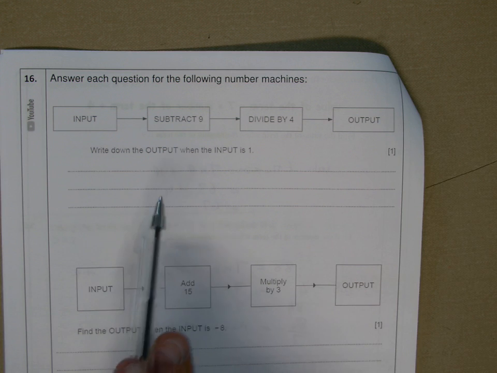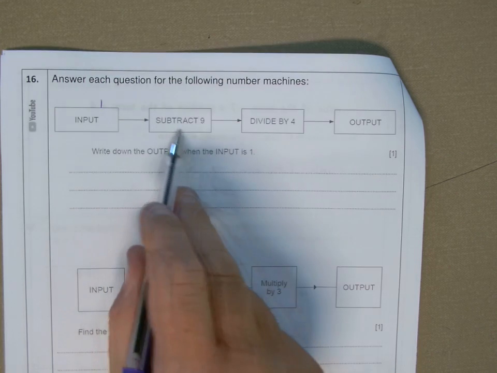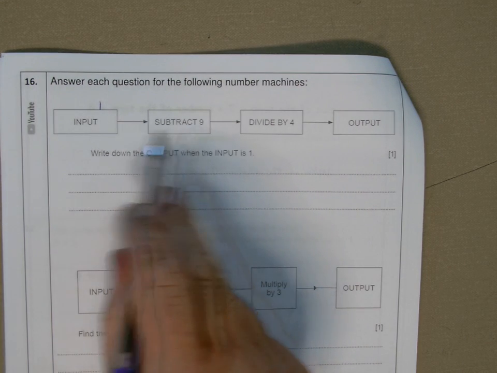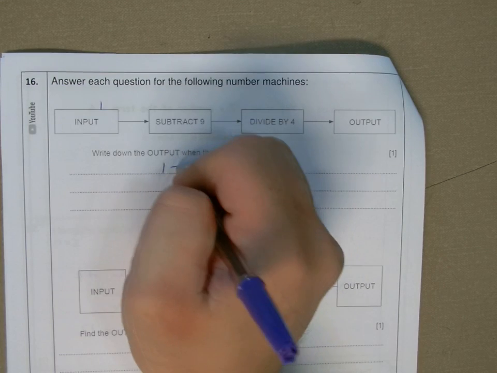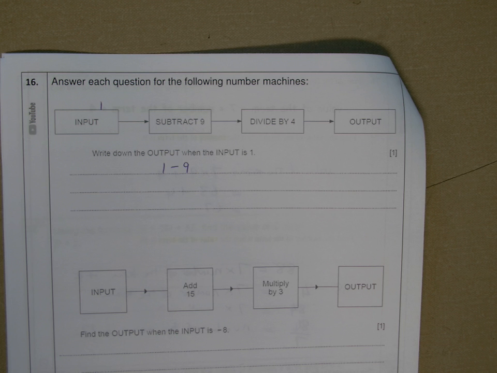Okay, so write down the output when the input is 1. So if 1 goes into this machine, it says then to subtract 9. So we've got to take 9 away from 1. That's a bit strange, isn't it? To have to take a larger number away from the number we start with. So we can end up with a negative number, aren't we?